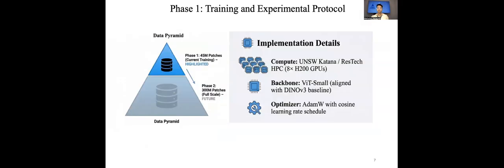For the competition, we are currently in phase 1. We have completed training the architecture on the initial 45 million image subset using the UNSW Katana HPC.